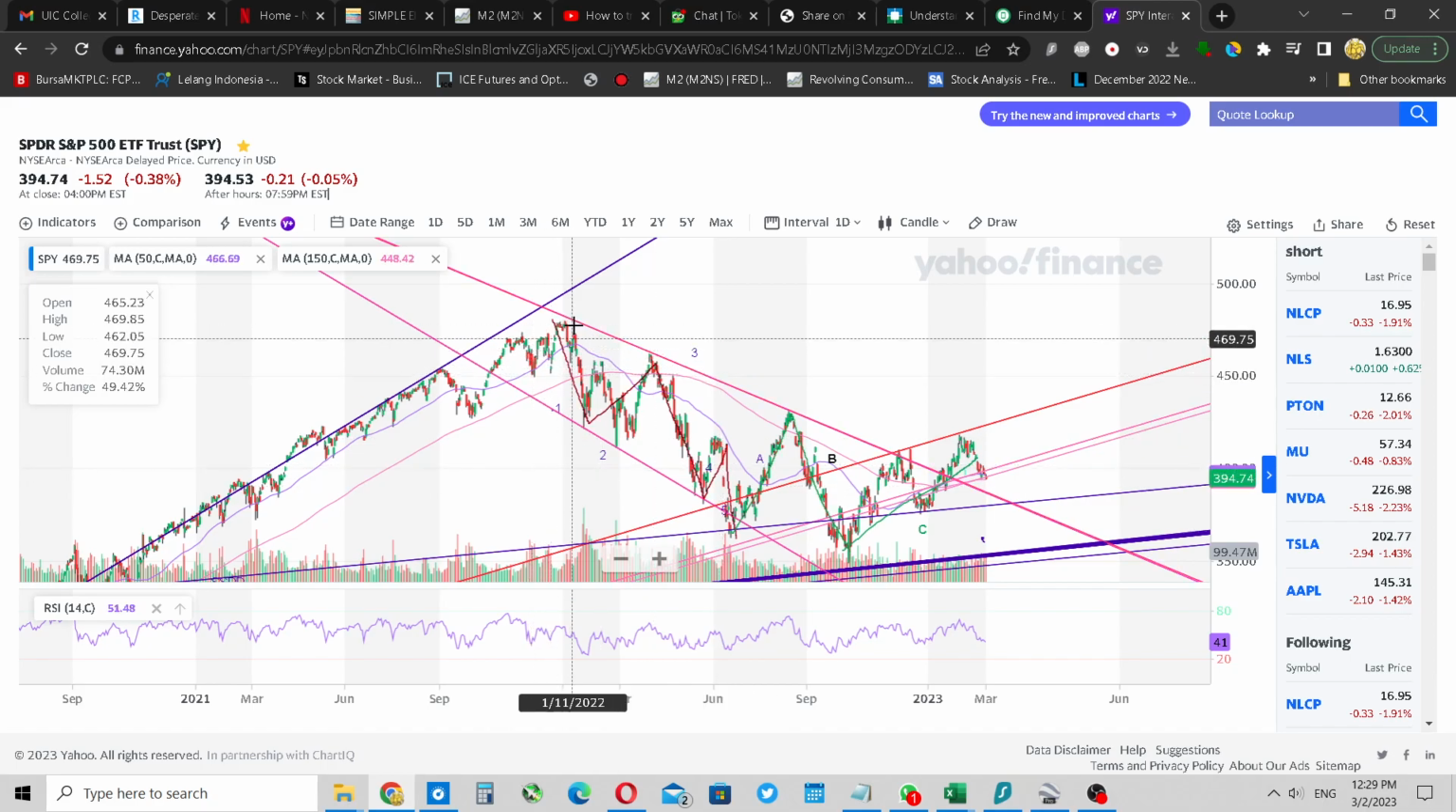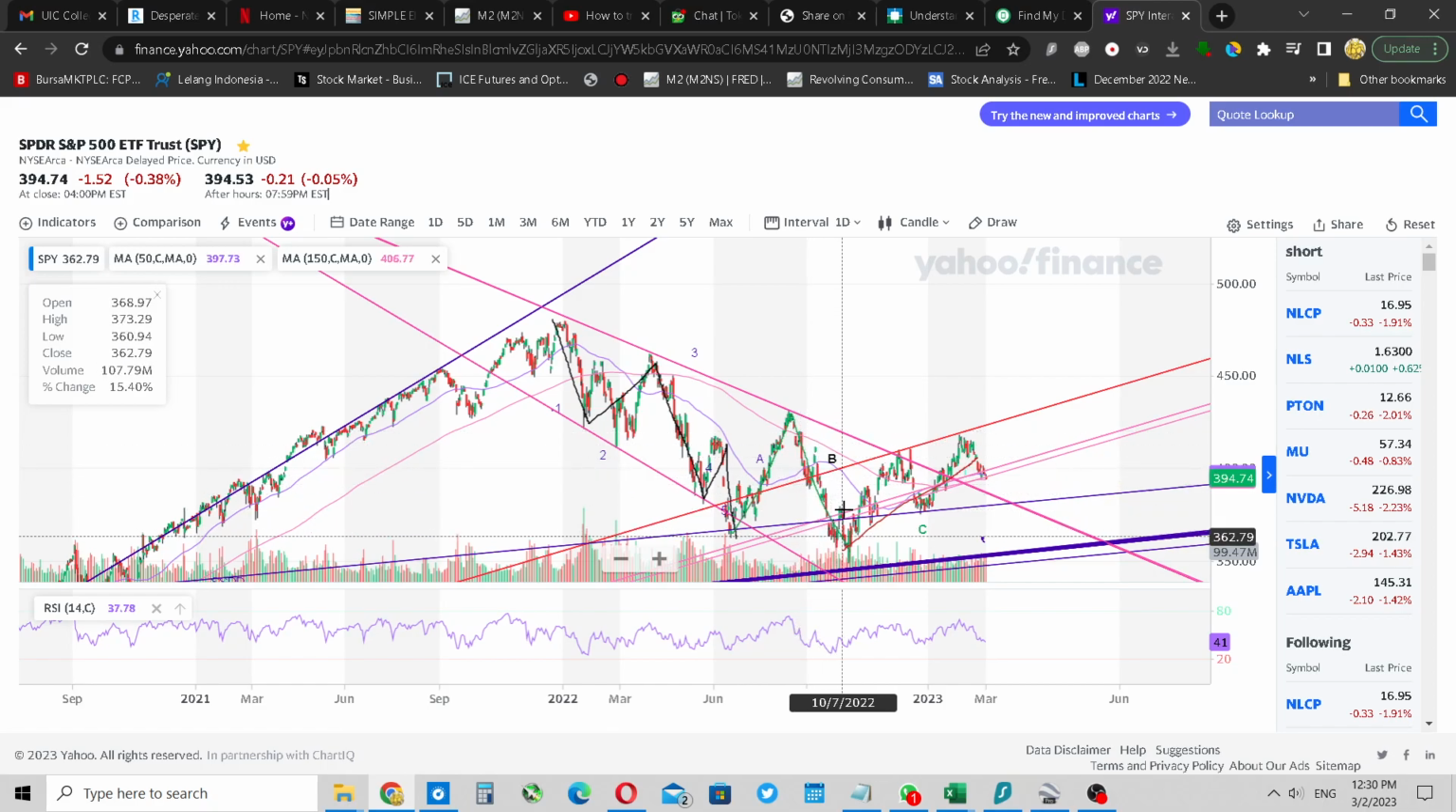Some people ask me before, why is this not 1, this is 2, this is 3, this is 4, this is 5? Okay, so 4 cannot go into the region of 1. This is already touching the 1, so this is not 4. This is 4, this is 5, this is A. Unusually long A, corrective wave.